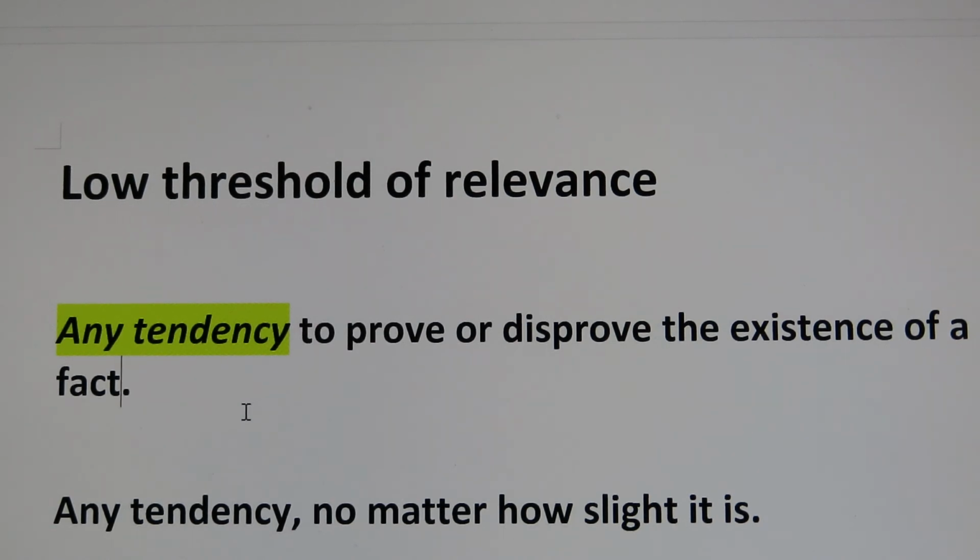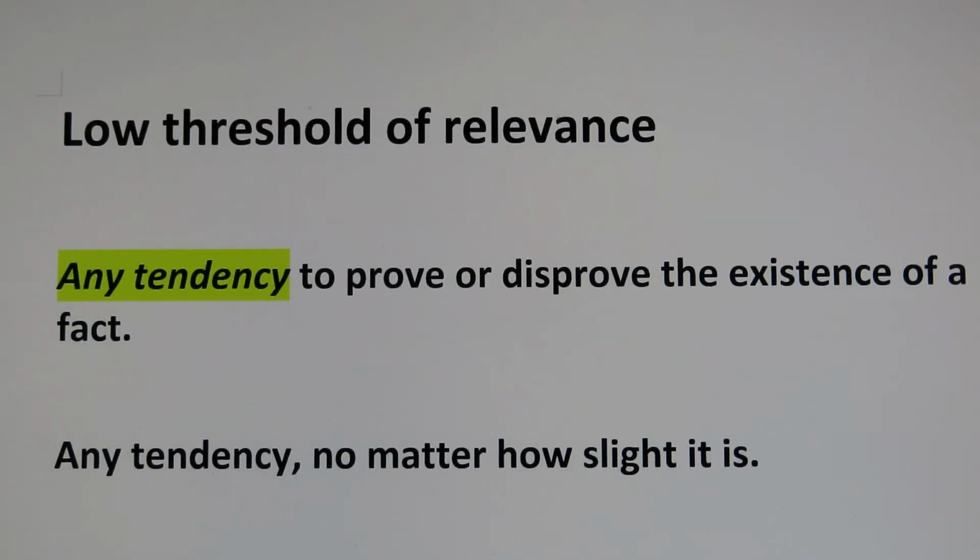Okay, so what do we mean by this low threshold of relevancy? That simply means if the evidence has any tendency to prove or disprove the existence of a fact, then that evidence would satisfy this low threshold of relevancy. We need to understand, if we say any tendency, that simply means no matter how low, how slight it is. So we understand this threshold is set so low, it is not difficult at all to meet this low threshold of relevancy.